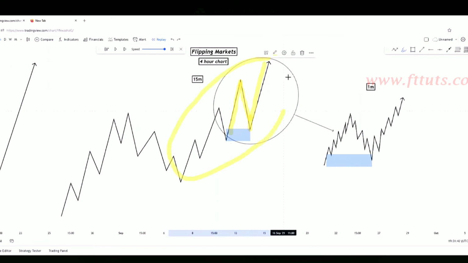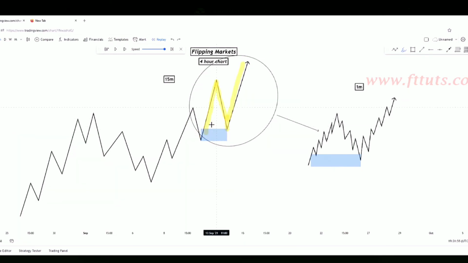Okay, let's combine the 15-minute time frame and the 1-minute time frame together. So let's focus on the last leg of the 4-hour. On the last leg of the 4-hour, it's bullish on the 15-minute, creating a series of higher highs and higher lows. And let's focus on this region of the 15-minute chart. As you can see in this region, price created an upside push, break of structure, inefficiency, and the demand zone.